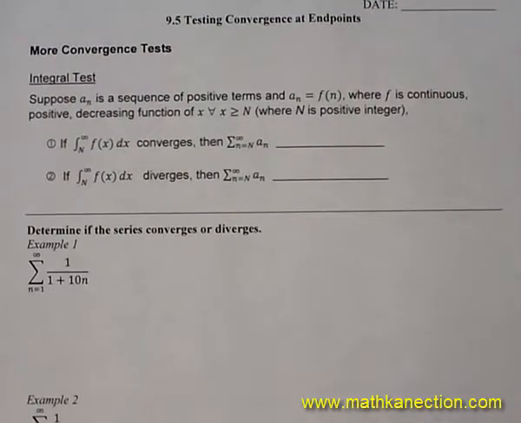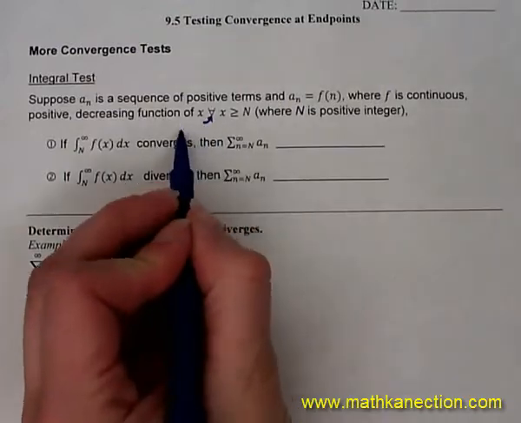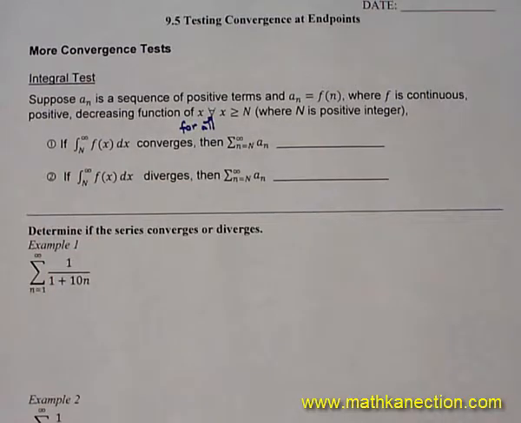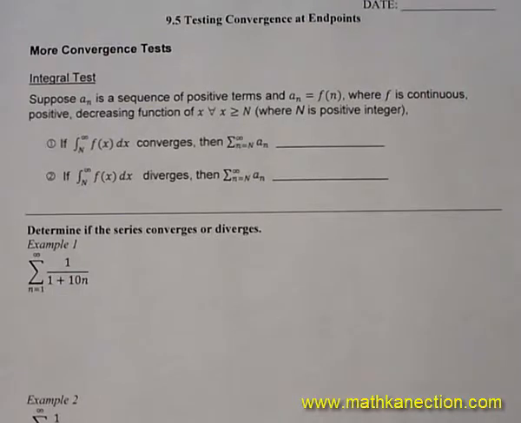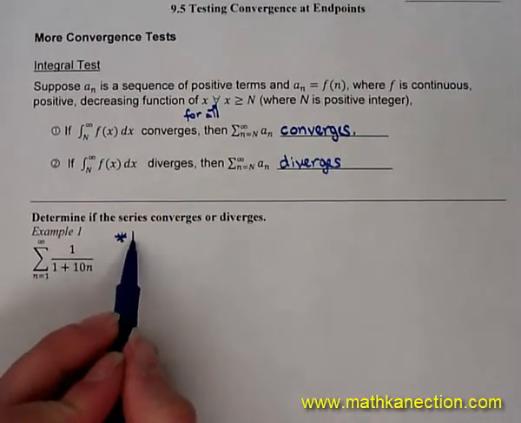So the integral test is: suppose that a sub n is a sequence of positive terms and a sub n is equal to a function of n, where f is a continuous, positive, decreasing function of x for all x greater than or equal to capital N, where capital N is a positive integer. So if the integral from capital N to infinity of f of x dx converges, then the series a sub n will also converge. And if the integral from capital N to infinity of f of x diverges, then the series of a sub n also diverges.